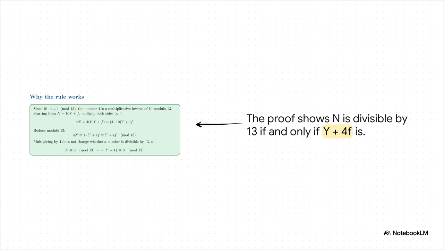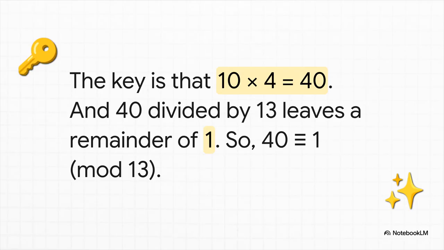And here is where the magic of modular arithmetic comes in. When we're only paying attention to remainders after dividing by 13, the number 40 acts exactly like the number 1. So we can just swap out 40y for a plain old y. This proves that 4n has the same remainder as y plus 4f. And since multiplying by 4 doesn't change whether something is divisible by 13 or not, it tells us for sure that our original number n is divisible by 13 if and only if our new, simpler number, y plus 4f, is too.